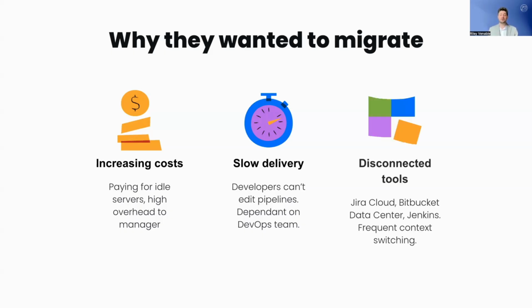Finally, this one isn't directly CI/CD related, but their hybrid setup meant their teams and their development tools were disconnected from planning workflows in Jira Cloud. This means developers were frequently context switching. Planning, code, and CI/CD were all in different tools, and admins were managing users and permissions for each one of those tools. They wanted to simplify their stack.